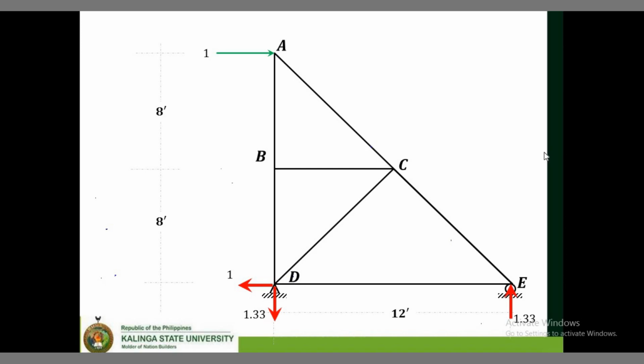Do not merely stare at your screens. After na nasolve yung mga reactions dito sa mga supports, again, I used method of section and method of joints para makuha ko yung values ng aking mga members. And yan ang lumabas sa aking calculations.